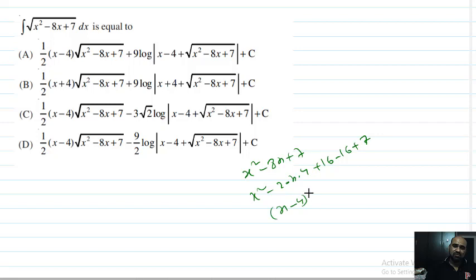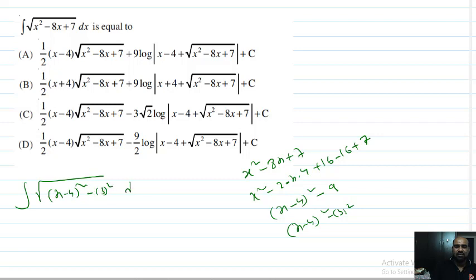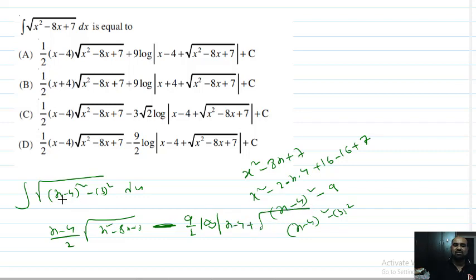x minus 4 whole square minus 9. So what I can write is x minus 4 whole square minus 3 whole square. So the integral of root over x minus 4 whole square minus 3 square, by the direct formula, is x minus 4 by 2 into root over x square minus 8x plus 7, minus a square by 2, a means 3 square, 9 by 2 into logarithm of x minus 4 plus root over x square minus a square, which is nothing but x square minus 8x plus 7.